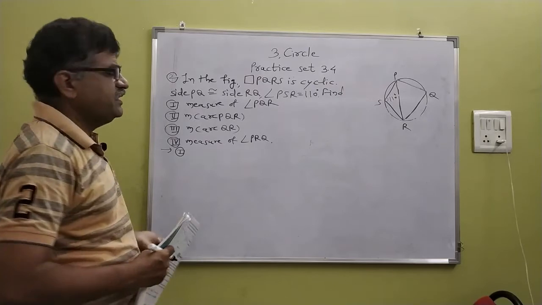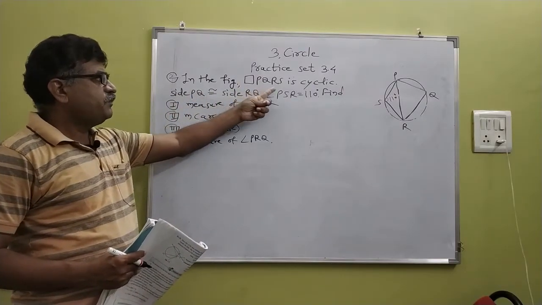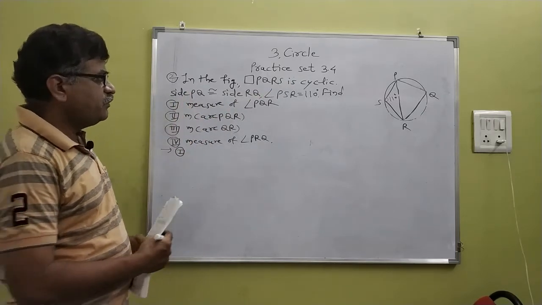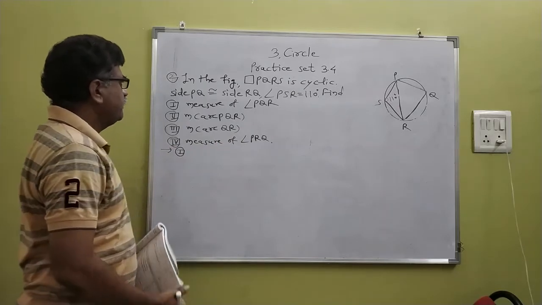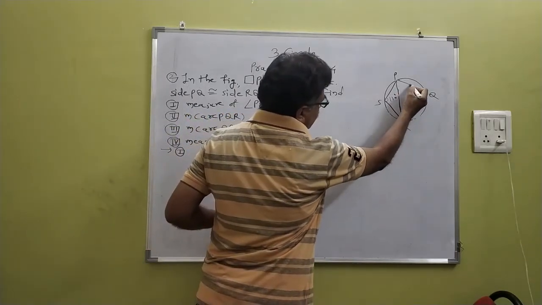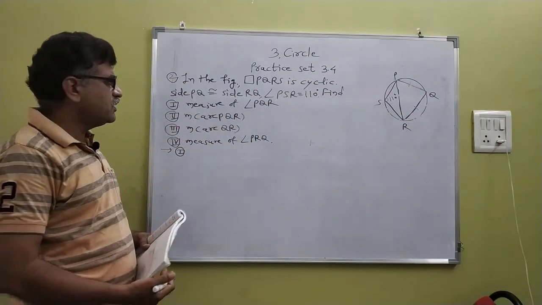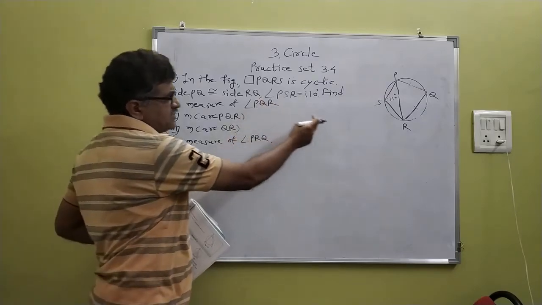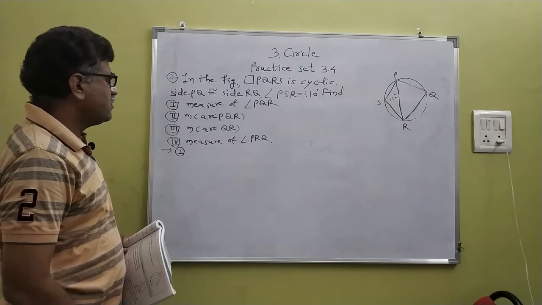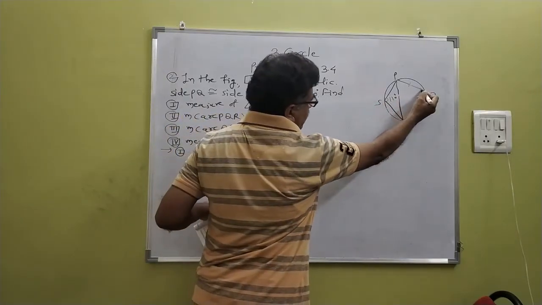Now the second example is: in the figure, quadrilateral PQRS is cyclic. Side PQ is congruent to side RQ. These two are congruent. Angle PSR is equal to 110 degrees. Find the measure of, first, angle PQR. First we have to find the value of this angle.